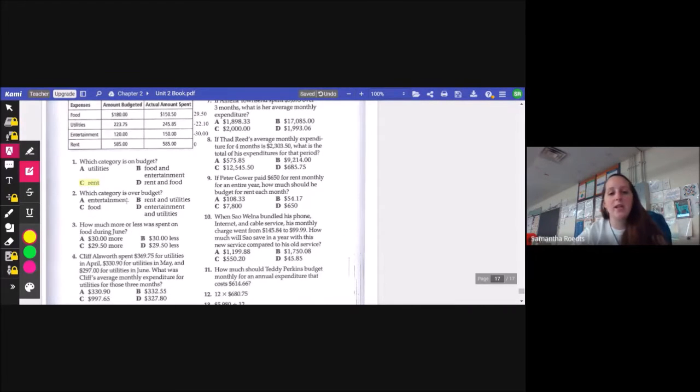For number 2, which category is over budget? Which ones did I spend more money on than I actually planned? Those are utilities and entertainment because they both have a negative balance. So that's going to be letter D, entertainment and utilities. Number 3, how much more or less was spent on food? I spent less on food than what I was planning, and I spent $29.50 less. So that one's going to be D, $29.50 less.